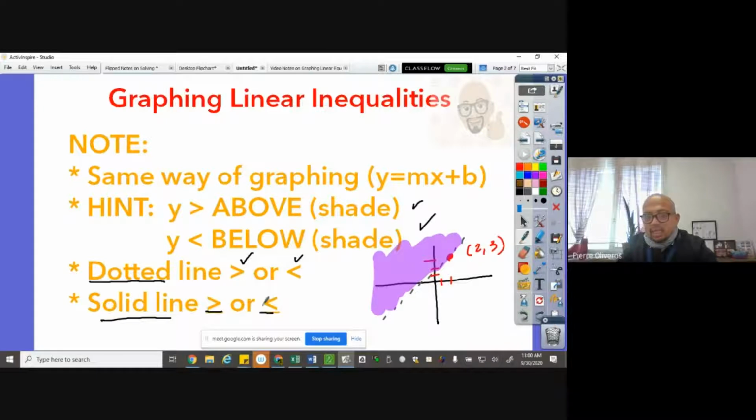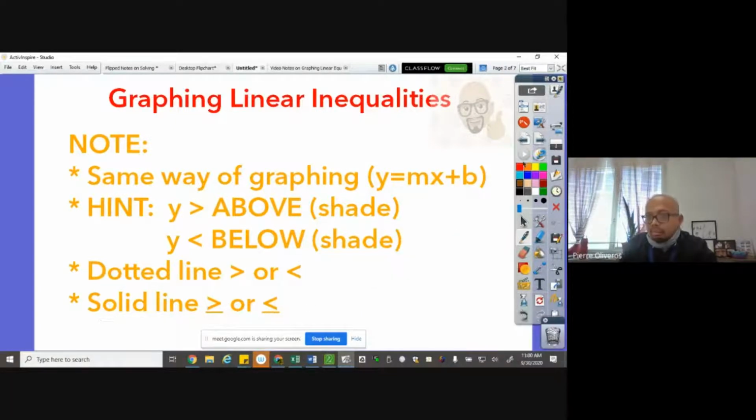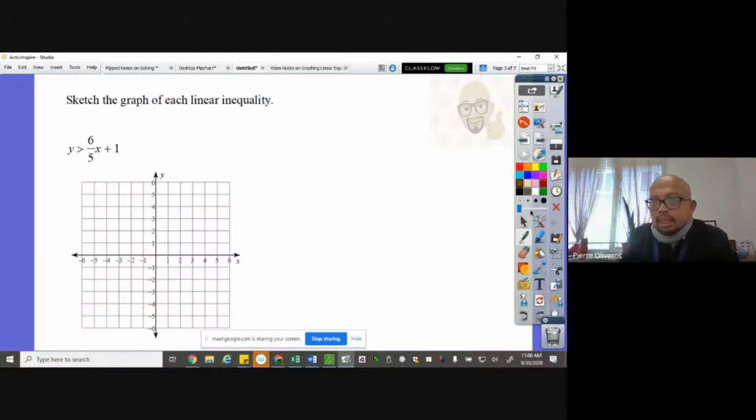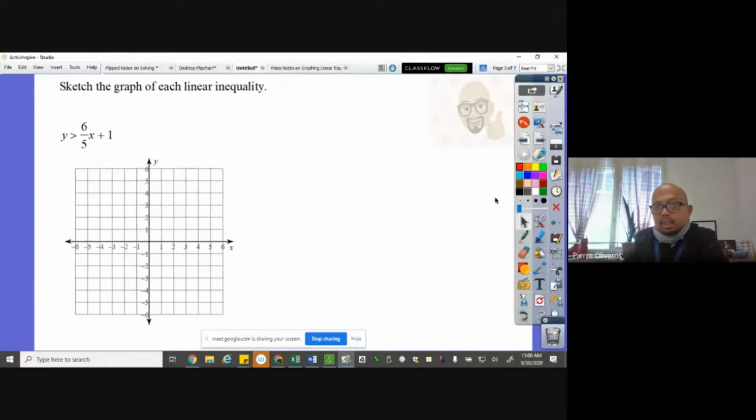But if it's a solid line, and the red point is along the solid line, then (2, 3) is part of the solution, and that's the difference between a dotted and a solid line. Okay, let's go ahead now and sketch some graphs here.